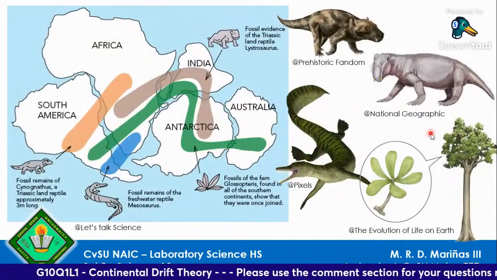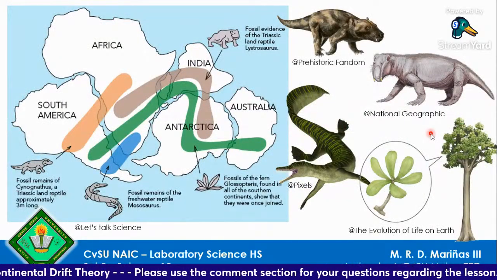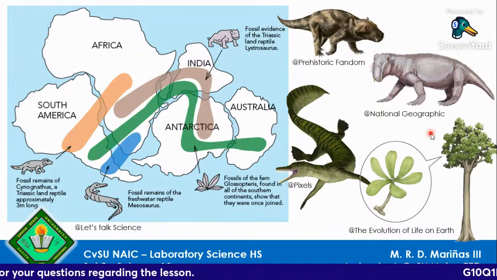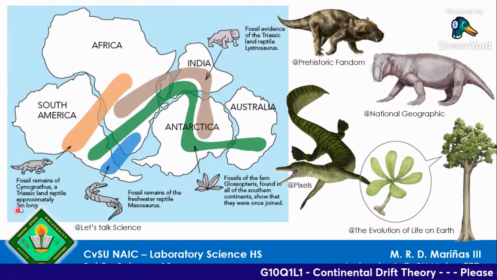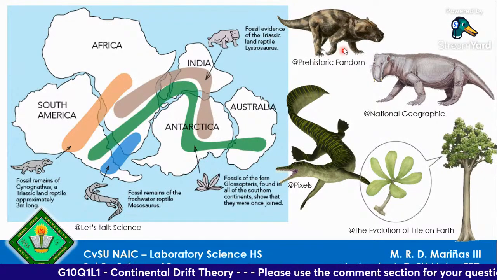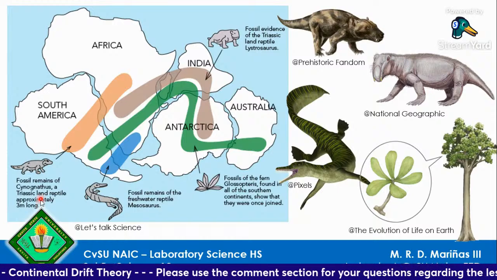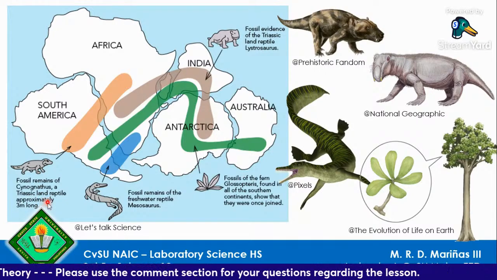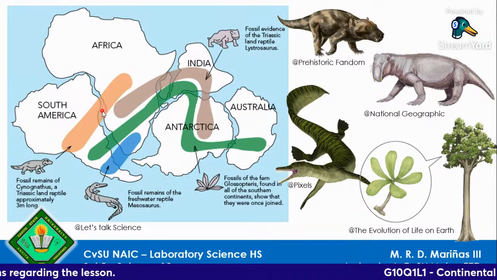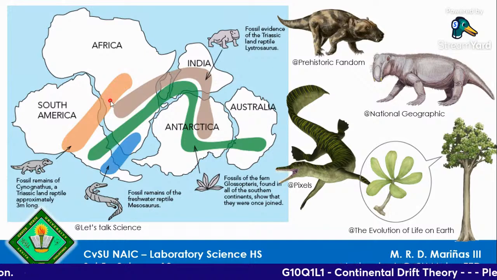Okay? So as you can see here, we have 4 fossils, 3 animals and 1 plant, na kung saan pinakita dito sa ating mapa yung presence ng mga fossils na yan. So as you can see here, Cynognathus, a mammal-like reptile. It's a Triassic land reptile approximately 3 meters long. They have found fossils at the central part ng South America at saka ng Africa. So ito yung sinasabi natin yung mga similar age and similar type fossils.